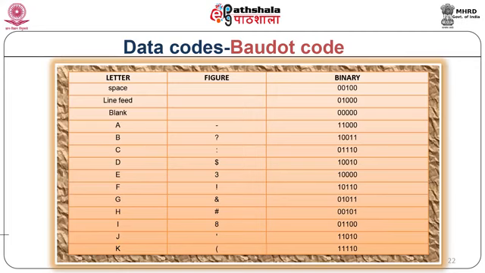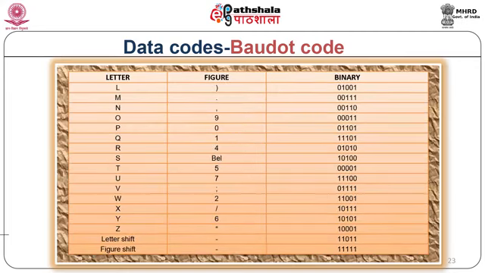For example, if we have 01001 preceded by letter shift code 11011, the character is interpreted as alphabet L, and the same binary bit combination when preceded by the figure shift code 11111 is interpreted as a right or closing parenthesis.